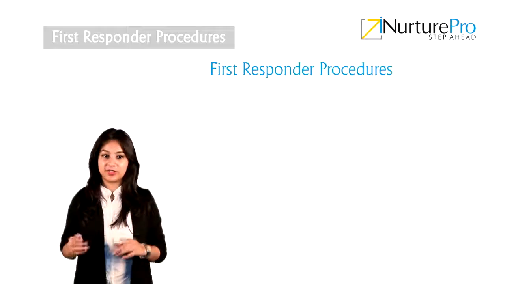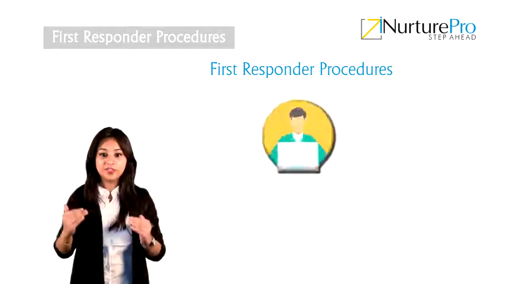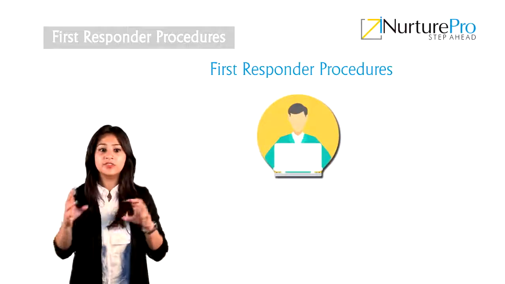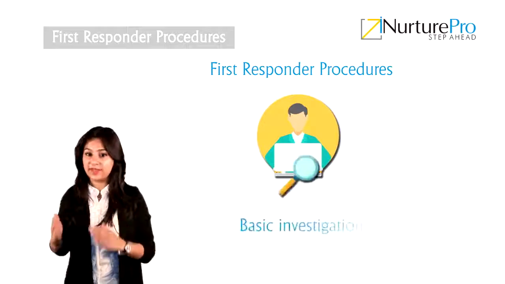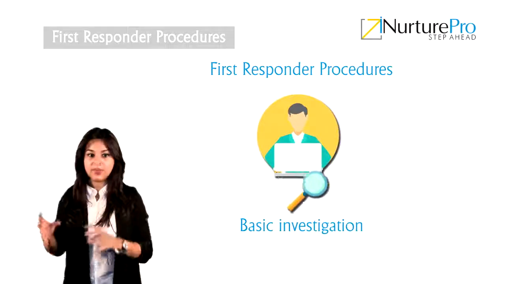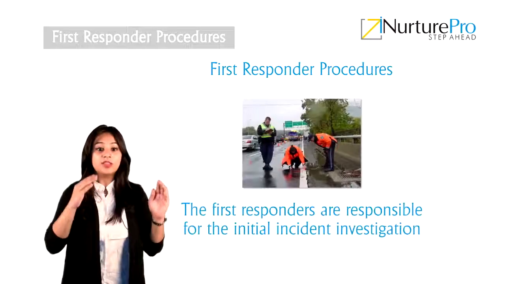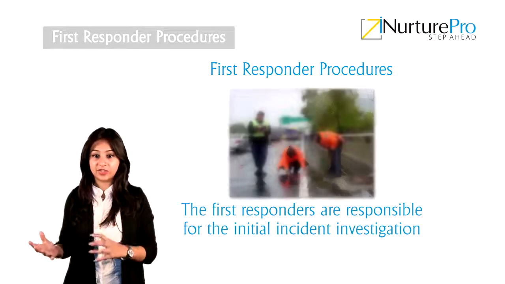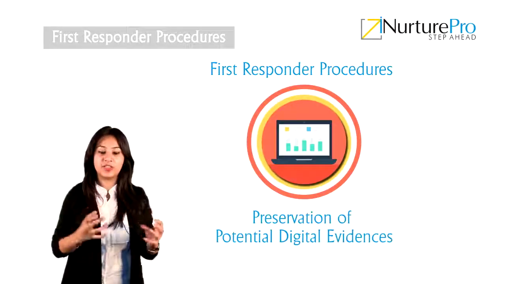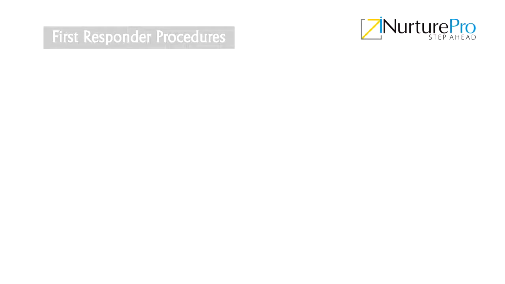First responder procedures. Number 1. When an incident has been identified and reported, the first responder, that is, the person who is the first to arrive at the incident place, begins the basic investigation. He is responsible for identifying and preserving the evidences. Number 2. The first responders are responsible for the initial incident investigation and preservation of potential digital evidences that may require further forensic investigation. The first responder procedure is as follows.